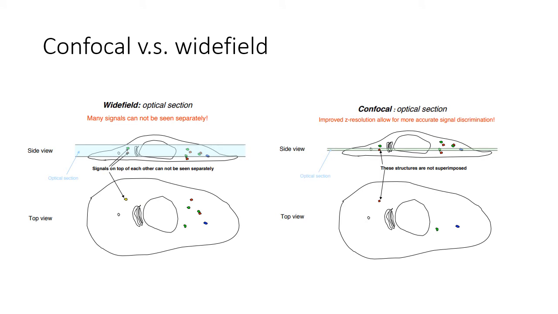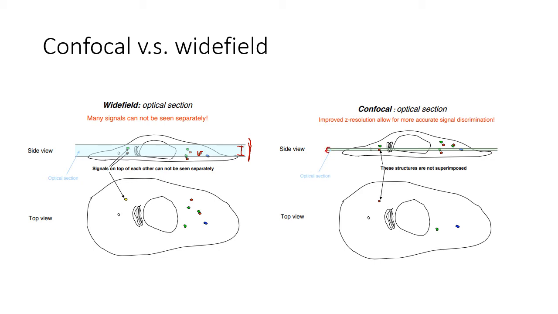So as discussed earlier, the wide field microscope illuminates your whole sample, so our effective optical section is very thick. That is to say, we get signal from a large thickness, which means that it's really hard to see if two structures are on top of each other or if they are within each other. With confocal, we don't have this problem because our optical section is thinner.